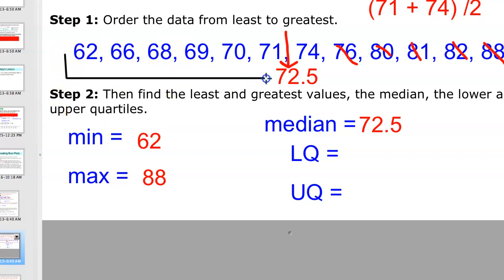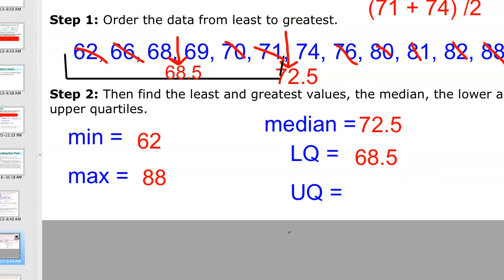So that's from here. Now, I never include my median when finding the lower quartile, but 71 is not my median. 72.5 is my median. Neither one of these numbers are my median, 71 or 74. The median was the average of the two, so therefore I'm going to include 71 when finding my lower quartile. Okay, now I'm going to find the median of the lower half of the data. Okay, again, it's going to be in between two numbers. Well, 68 and 69, I can add them together and divide by 2, or I just know that 68.5 is in the middle of those two numbers. So my lower quartile is 68.5.